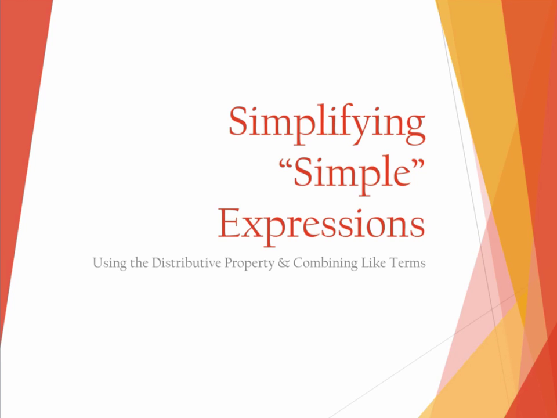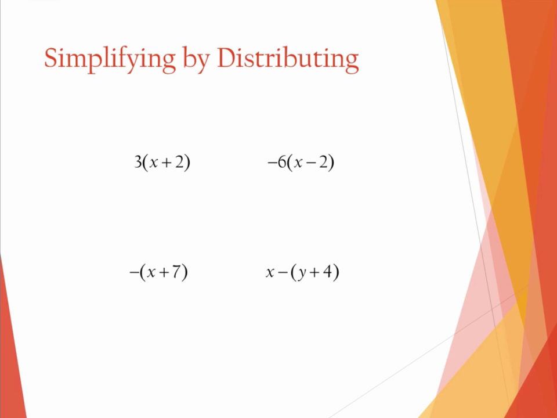In this lesson, we're going to simplify simple expressions using the distributive property and combining like terms. So the first type of examples we're going to look at are simplifying by using the distributive property. So this first example here, I have 3 times x plus 2. So I'm going to distribute the 3 by multiplying it by the x and the 2. So 3 times x is 3x. Plus 3 times 2 is 6.